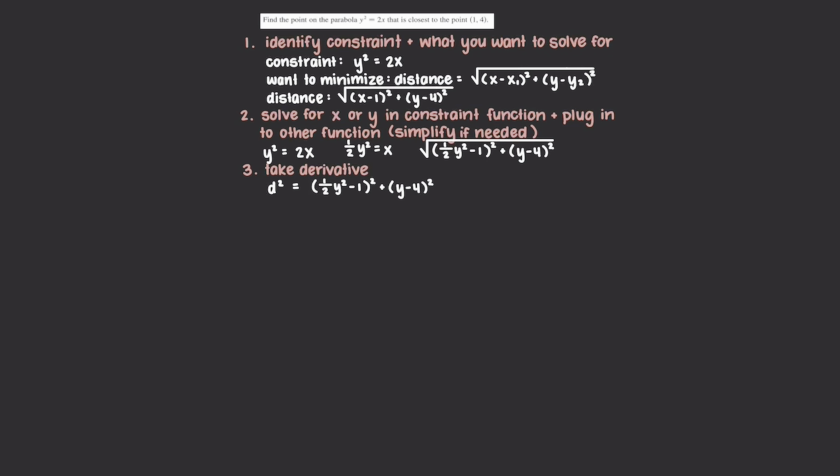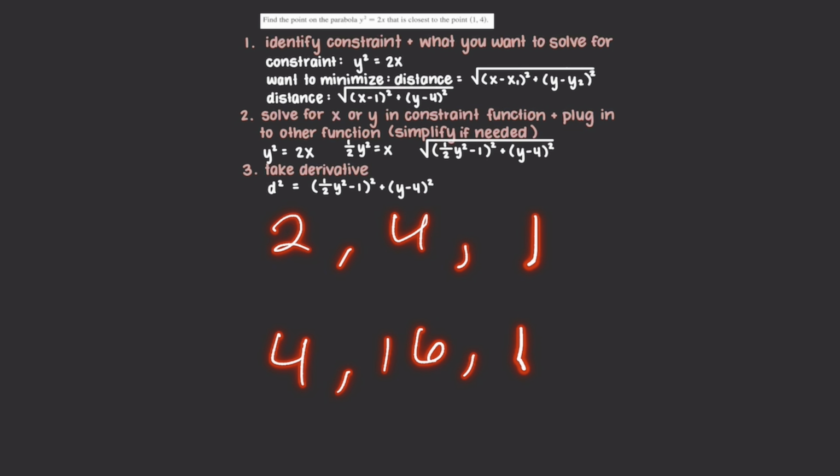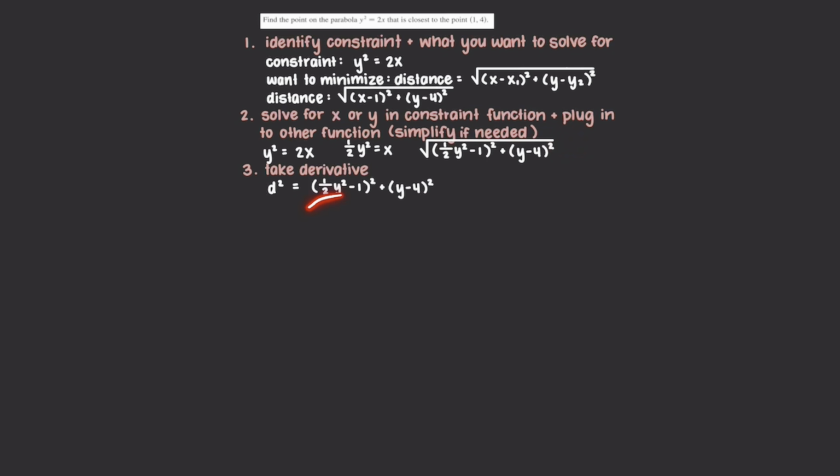Like if we have numbers 2, 4, and 1, and we square all of them, it's going to be 4, 16, and 1. 1 is still the minimum here. So we can square this and take the derivative of just this so we don't have to worry about this horrible square root. Okay, so let's do it. We're going to take this derivative.